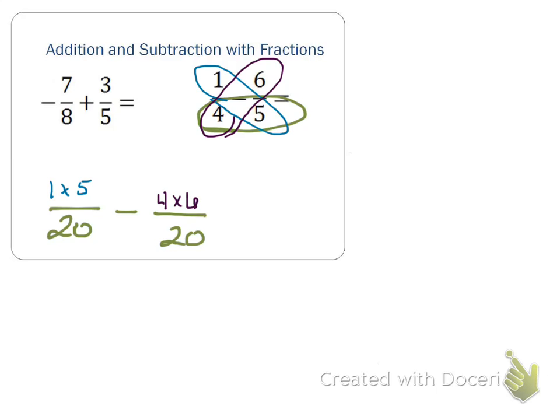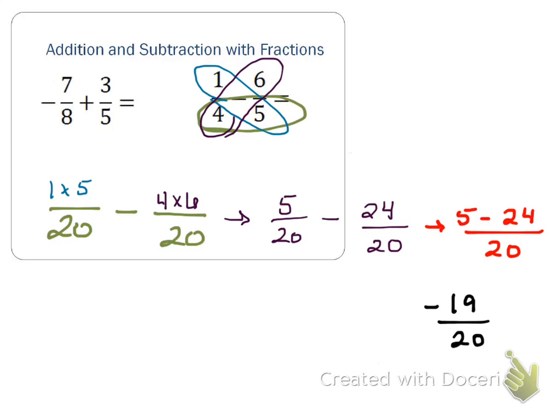Our first one's going to be 1 times 5. Our second one's going to be 4 times 6. So we have 5 over 20 minus 24 over 20. So 5 minus 24, we get negative 19 over 20.